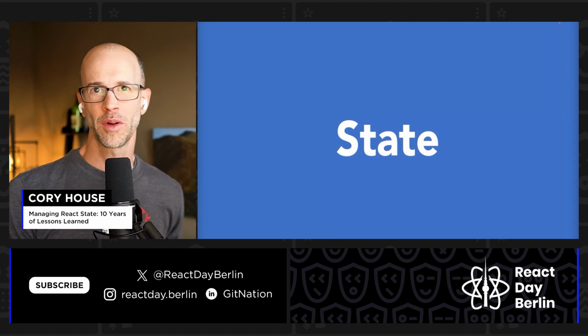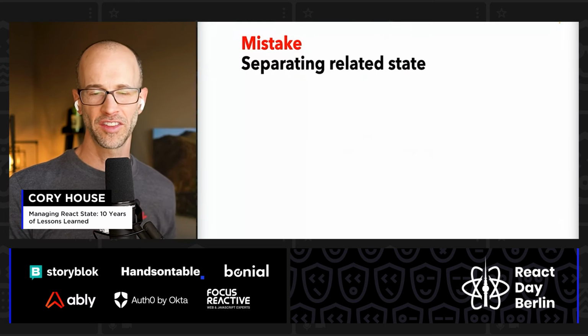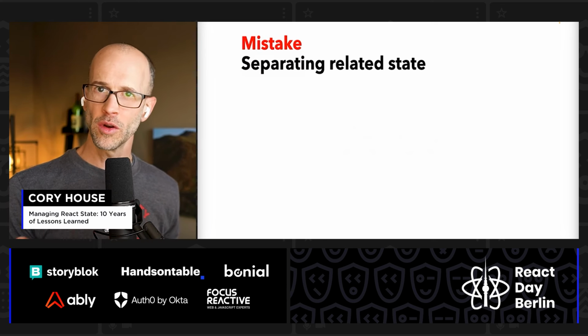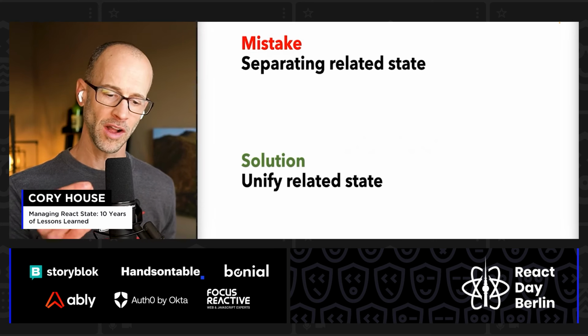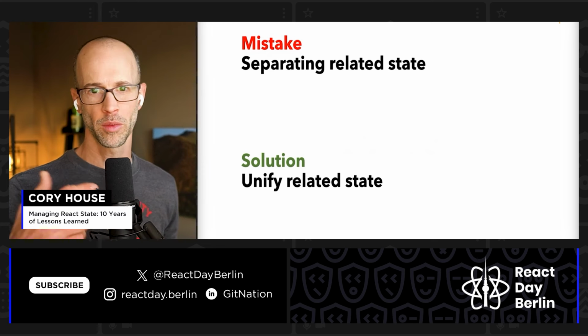Let's start off with one of the things that I see most commonly in code reviews, which is separating related state. And this solution is quite simple, which is to unify related state. Now, when I talk about related state, the concept here is to think about state where properties apply to one another, where they relate to one another.